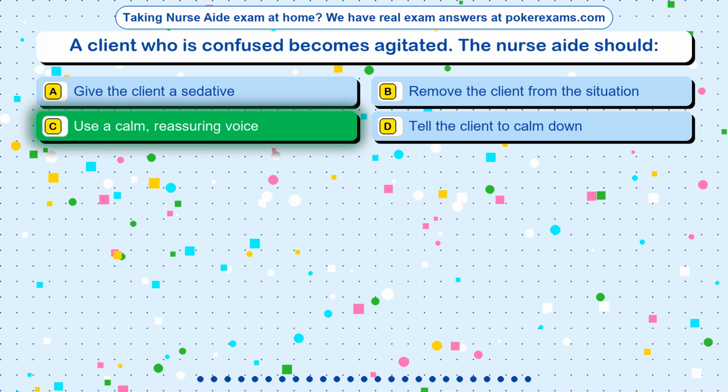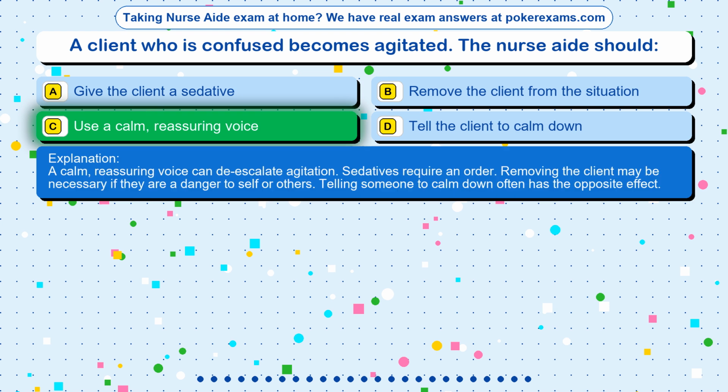The correct answer is option C, use a calm, reassuring voice. A calm, reassuring voice can de-escalate agitation. Sedatives require an order. Removing the client may be necessary if they are a danger to self or others. Telling someone to calm down often has the opposite effect.